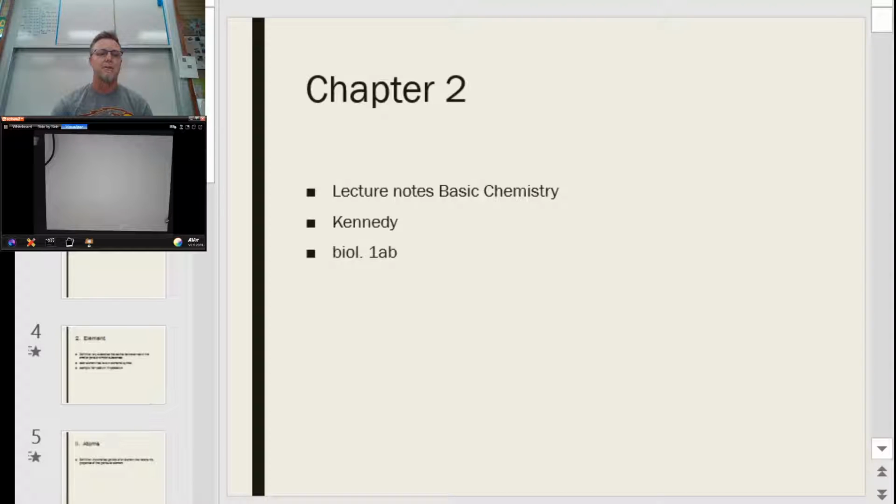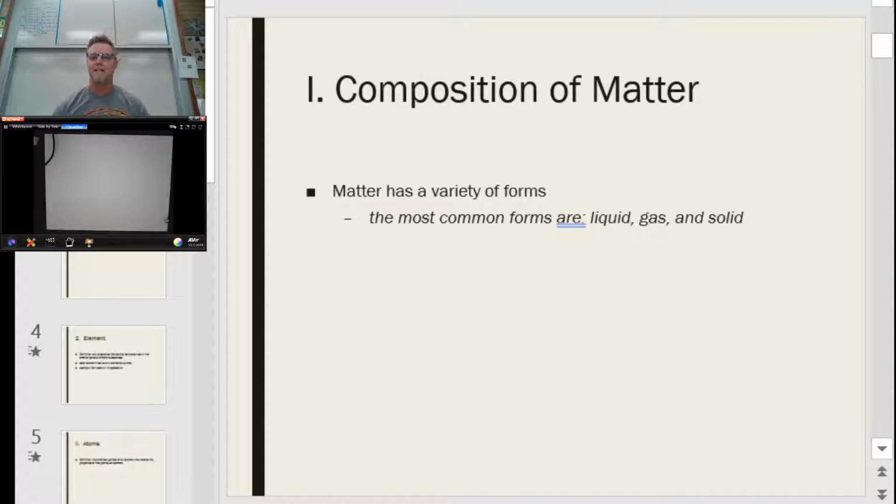Okay? So first thing that I'd like to do for you here is just introduce you to the idea of matter. Okay, so what is matter? Not what's the matter, but what is matter? Okay, matter, basically, if we define it very simply, is anything that has mass and takes up space. Anything that has mass and takes up space.